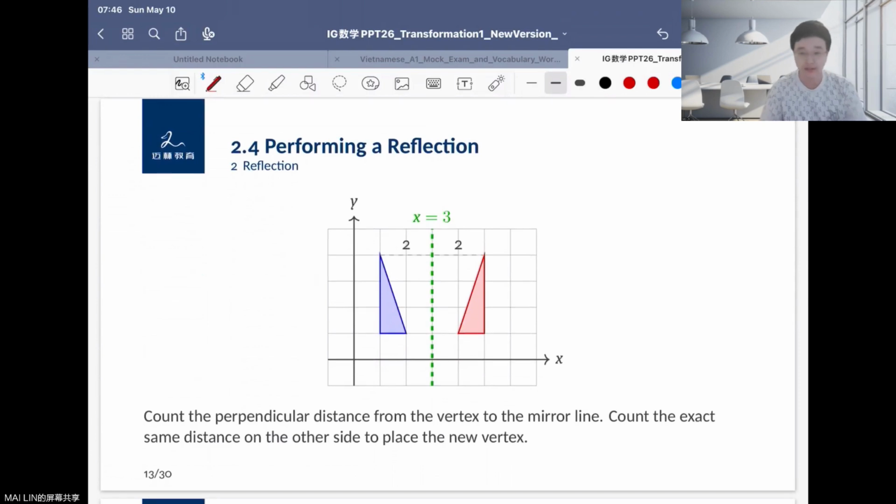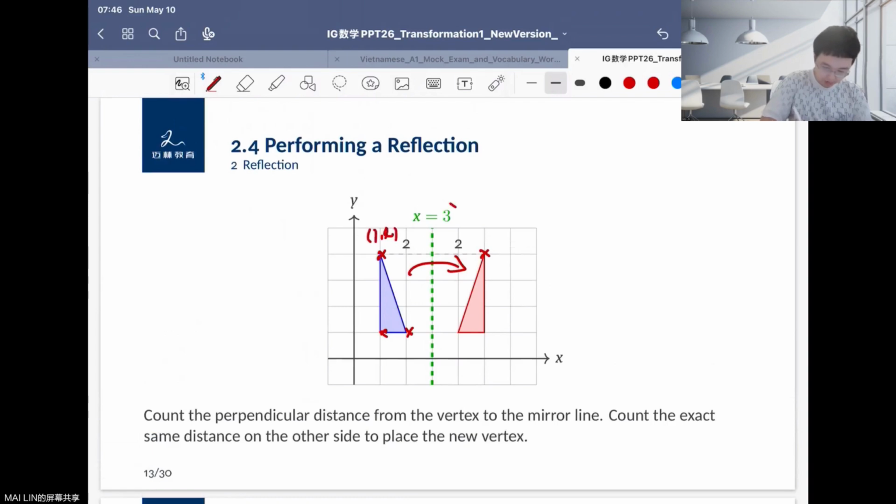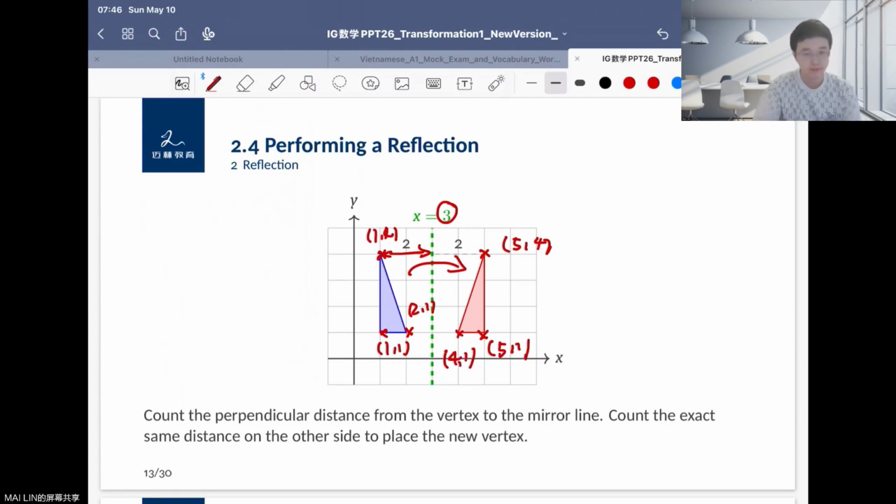Here you can find on the left is a blue triangle. After it is reflected across x equals 3, it changes into the red triangle. You can choose each point to find the reflected point. This point is (1, 4), and here is x equals 3, so the distance between the point and the axis is 2. So the reflected point is (5, 4). If this point is (1, 1), we can choose the reflected point as (5, 1). And if it's (2, 1), the reflected point is (4, 1). That is how we can perform a reflection.